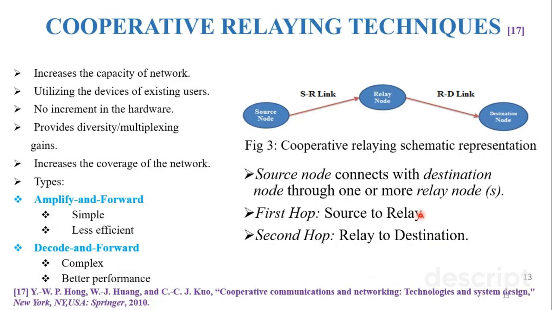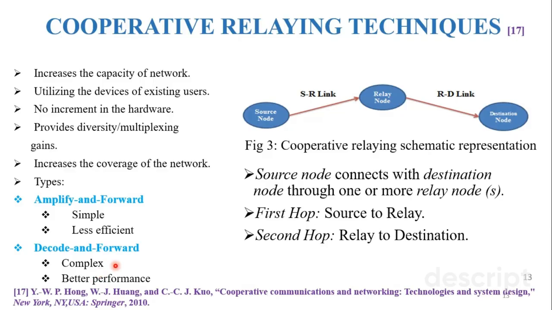So what are these cooperative relaying systems? Cooperative relaying systems, I just repeat again, is that there is a source node, a relay node, and a destination node. We assume that the source node directly cannot communicate with the destination node. So there are two hops of communication. First is the SR link, and the second one is the RD link. In the SR link, we send the signal to the relay. The relay receives the signal. It can either amplify and forward it, which is less efficient but very simple, or it can decode the signal, encode it, and then send. That comes under the broader category of decode and forward, which is complex but has a better performance.